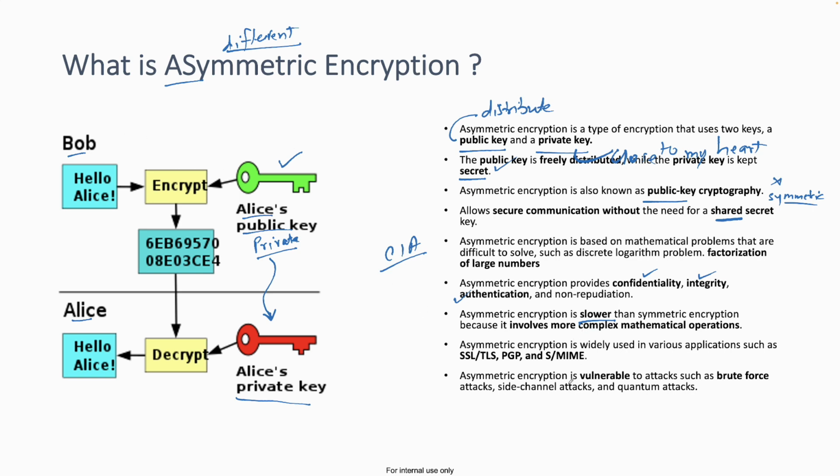But as we studied in symmetric encryption, they were prone to some brute force attacks. Similarly, asymmetric encryption is also a bit vulnerable to brute force attacks. You can also have some side channel attacks and some quantum attacks. Quantum is a pretty new concept, I would say, where quantum computing is coming, which uses the computational power of computers to break these encryption algorithms, or to break these encrypted messages, right?